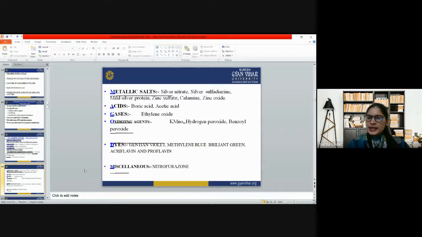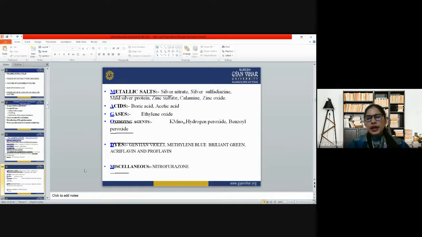Then metallic salts. Metallic salts include silver nitrate, silver sulfadiazine, mild silver protein, zinc sulfate, calamine, zinc oxide. Then we have acids. Acids include boric acid, acetic acid. Then we have some gases also, ethylene oxide. Then we have oxidizing agents. Oxidizing agents include KMnO4, hydrogen peroxide, benzoyl peroxide.